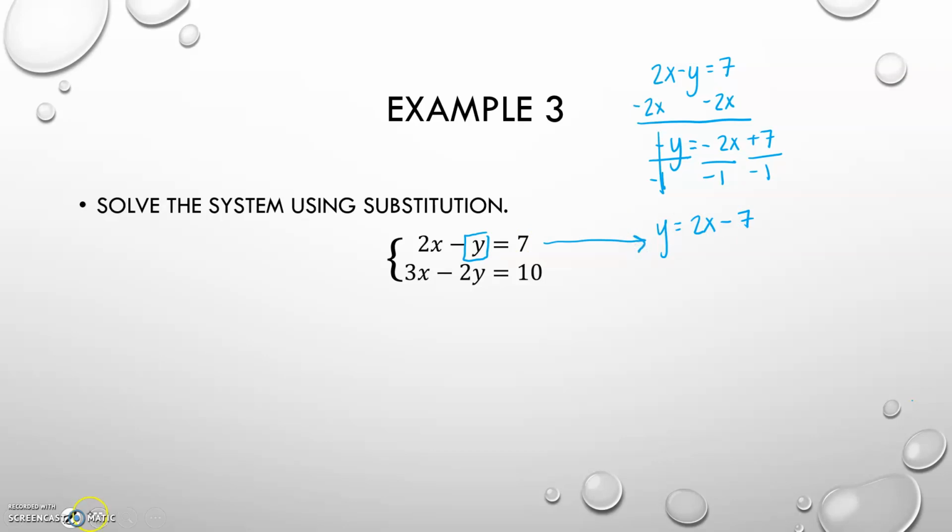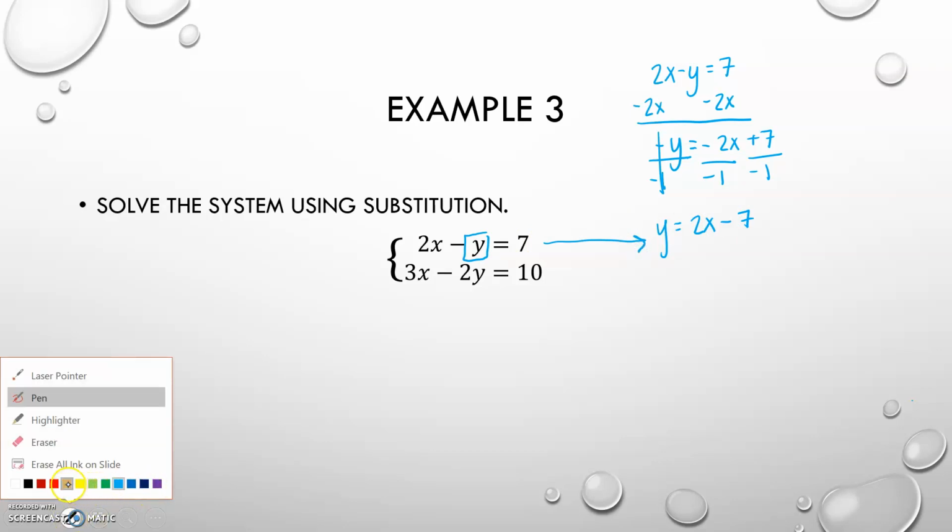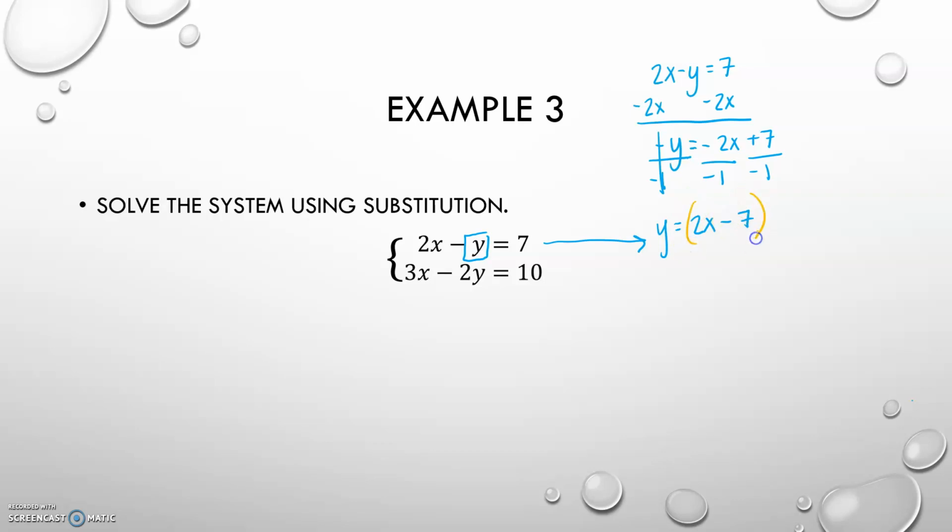So now that I have a variable isolated, I can take what y equals and substitute it in here. I get 3x minus 2 times (2x minus 7) equals 10. Distribute that negative 2 to everything. And then combine my like terms.